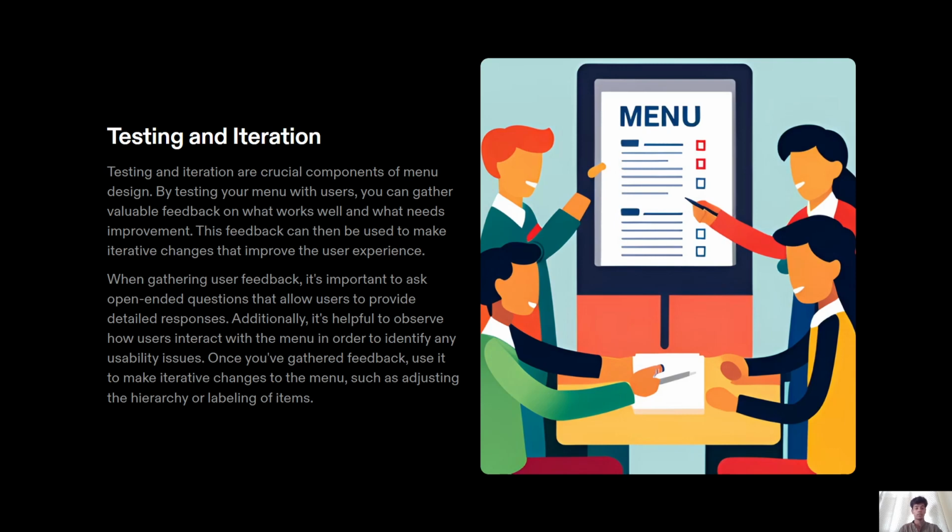Testing and iteration are crucial components of menu design. By testing your menu with users, you can gather valuable feedback on what works well and what needs improvement. This feedback can then be used to make iterative changes that improve the user experience. When gathering user feedback, it's important to ask open-ended questions that allow users to provide detailed responses. Additionally, it's helpful to observe how users interact with the menu in order to identify any usability issues.